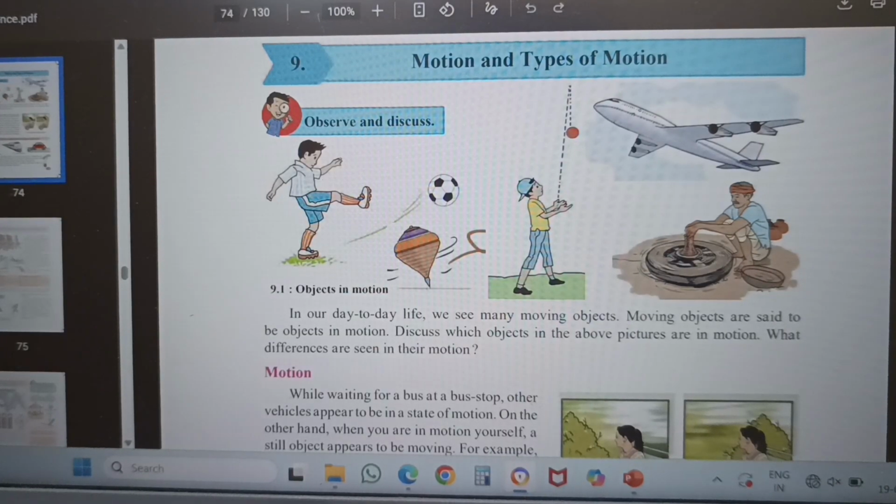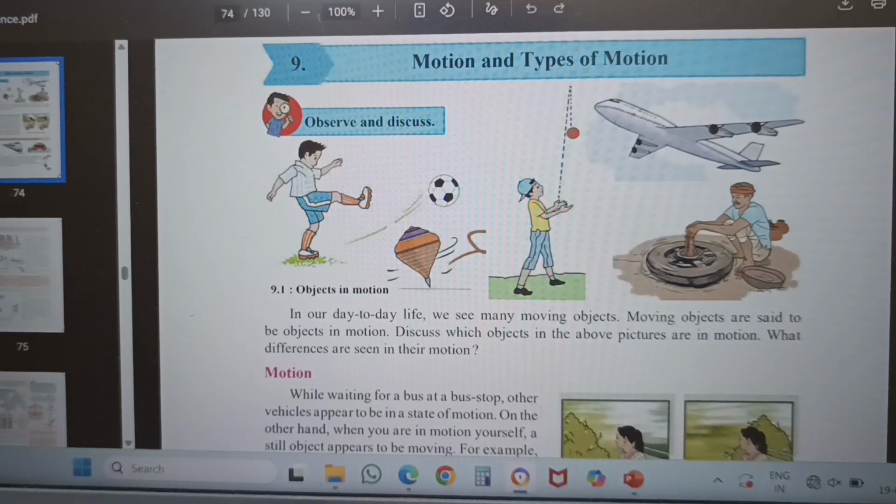So what is given in your chapter is that in our day-to-day life we see many moving objects. Moving objects are said to be objects in motion. So things that move are in motion. The moving thing may be going from left to right or straightwards, or it may be moving in a circular motion. If the object is moving, it is said to be in motion. So this is the meaning of the word motion.